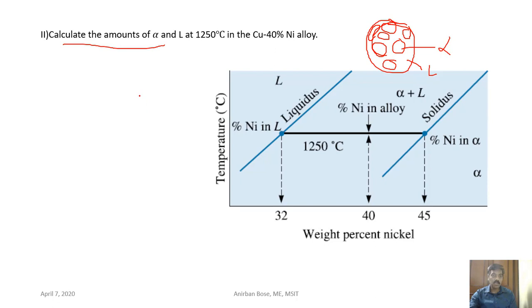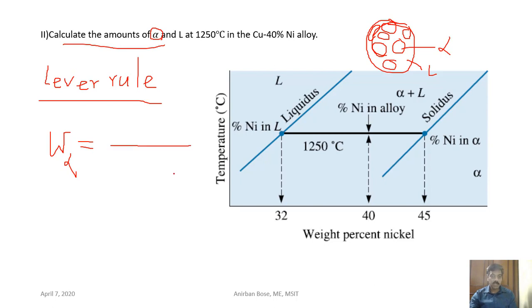So how can we do that? To find the mass fraction, remember we have to use the lever rule. The lever rule is used to find the mass fraction or the weight fraction. So you have to find the weight fraction of the solid phase alpha. So the weight fraction of solid phase alpha is equal to what?